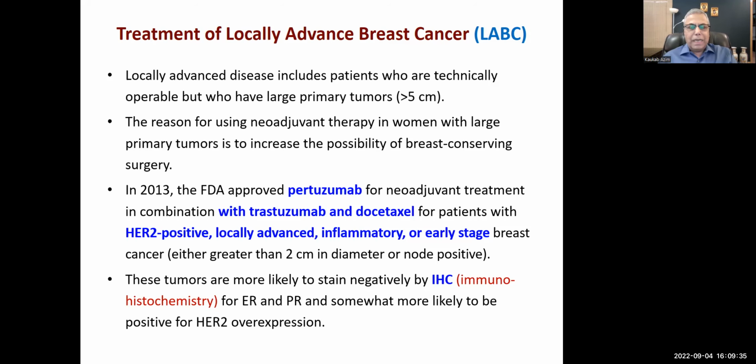These tumors are more likely to stain negatively by immunohistochemistry for estrogen receptor and progesterone receptor, and they are more likely to be positive for HER2 overexpression.